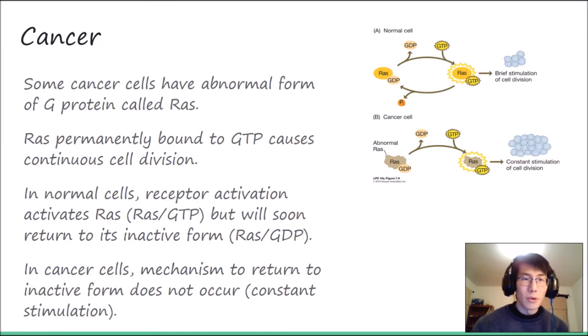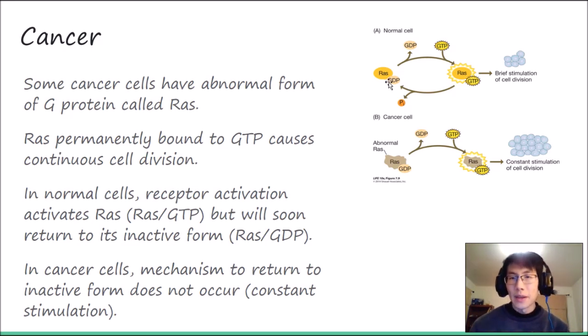The big problem, of course, is that this is a very sensitive and balanced pathway, so if you perturb the system, that can actually cause problems like neoplasms and malignancies. So some cancer cells have an abnormal form of a G protein called RAS. RAS G proteins are kind of like the alpha subunit of your heterotrimeric G proteins.